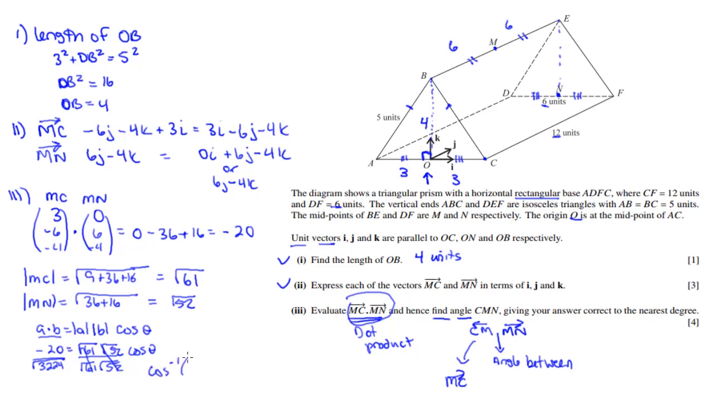And now I'm going to do the inverse of cosine, and then I'm going to find my angle. And my angle is going to be 110.8 degrees. And they say specifically to make it to the nearest degree, so I can make it 111 degrees, and that should be it. All right, I hope that made sense.